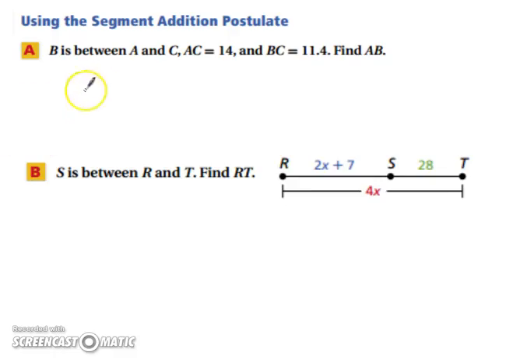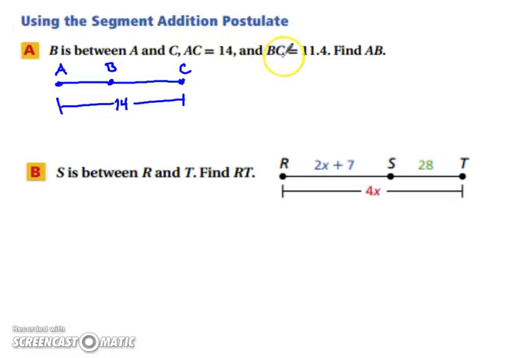B is between A and C. So let's draw that first so we have that. So we have B is between A and C. So we've got A, and B is in the middle, and C. Alright, now we have AC equals 14. So this whole figure is 14.